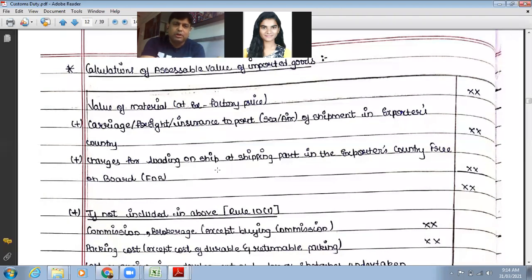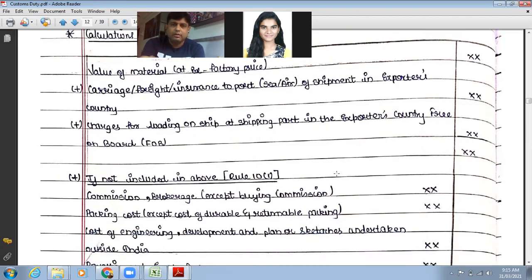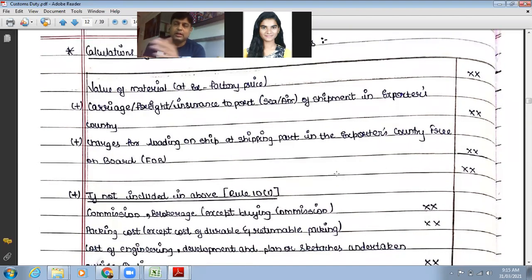So charges for loading on the ship at the shipping port in the exporter country. So if you add these two, what are you going to get? This is the cost which is known as free on board. Free on board means till boarding. Okay, till boarding, whatever cost has been incurred is inclusive in that.